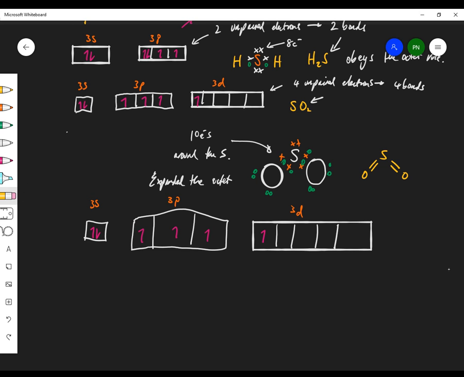And now, if you look carefully, I'm going to put one back there and one over here. So now it has 6 unpaired electrons. And that would imply it can form 6 bonds. And we see that in sulfur trioxide, which would look like this. It forms 6 bonds.